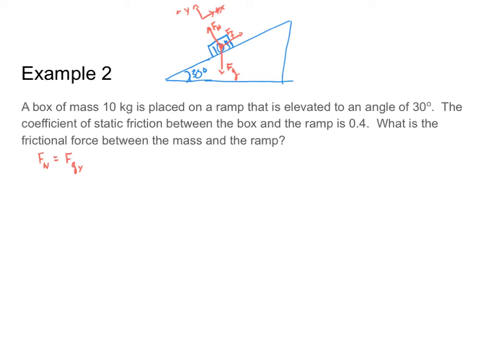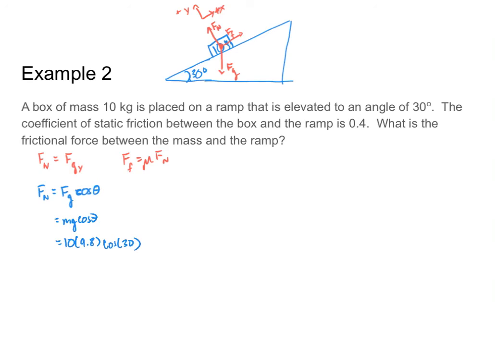Now, the other equation I'm going to need, of course, is that the frictional force is equal to mu times my normal force. So let's go ahead and start by finding my normal force, and then I'm going to use that to find my frictional force. So, for the normal force, I know that my normal force is equal to Fgy, therefore it is equal to my total gravitational force times the cosine of my angle. Thus, I can say that my normal force is equal to mg times the cosine of my angle, or 10 times 9.8 times the cosine of 30.